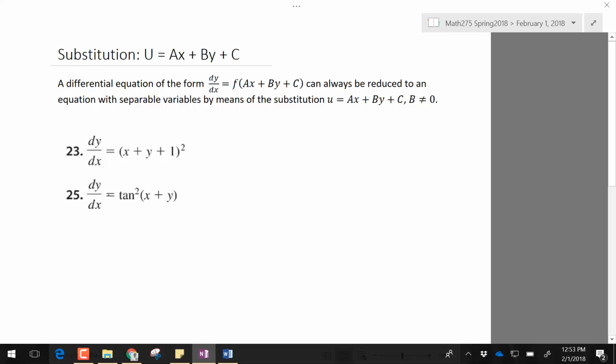So this falls in that category. This, by the way, is not separable, and if you FOIL it out, it's not a linear differential equation. It's not Bernoulli, and it's not any of those types of differential equations. So we're going to see if we can take advantage of this special substitution to help us solve number 23. I usually do even problems. Let's do number 23.